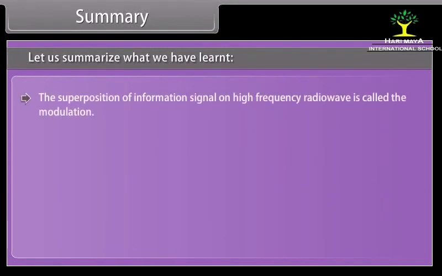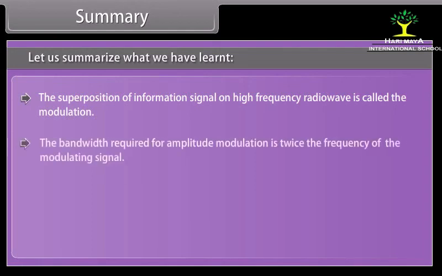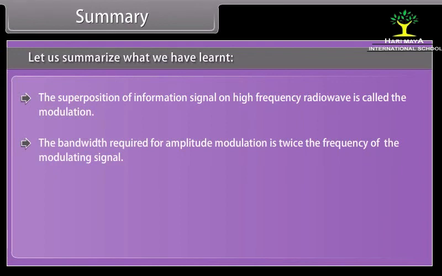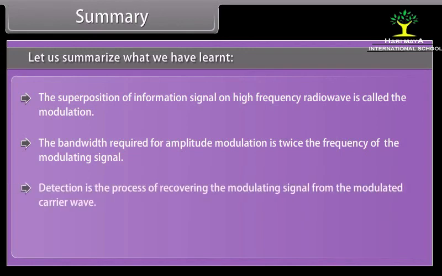The superposition of information signal on a high-frequency radio wave is called modulation. The bandwidth required for amplitude modulation is twice the frequency of the modulating signal. Detection is the process of recovering the modulating signal from the modulated carrier wave.